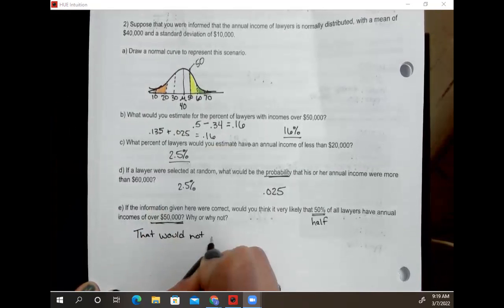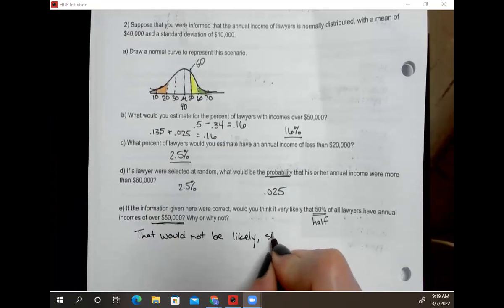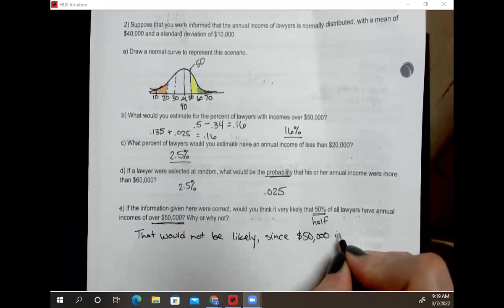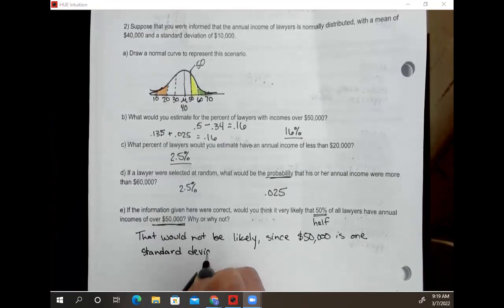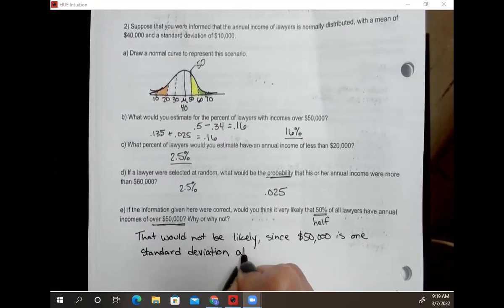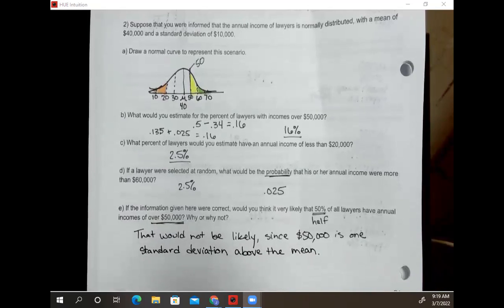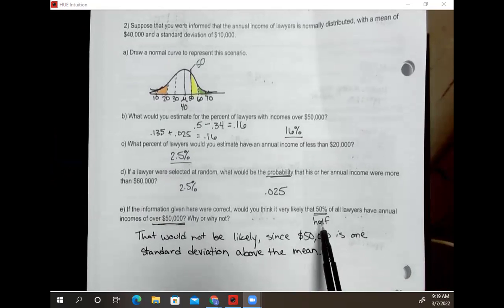Okay, so I'm going to say that would not be likely, since $50,000 is 1 standard deviation above the mean. And that's what we found with part B, right? We said that's about 16%, not half.